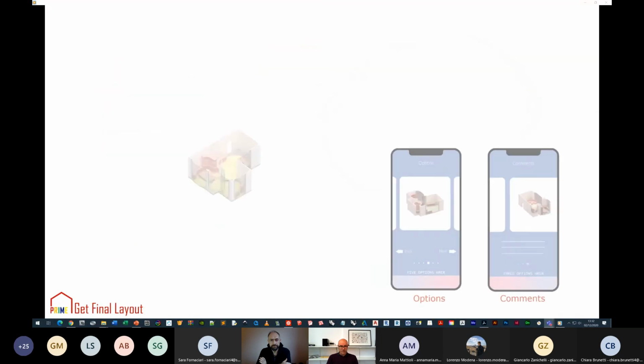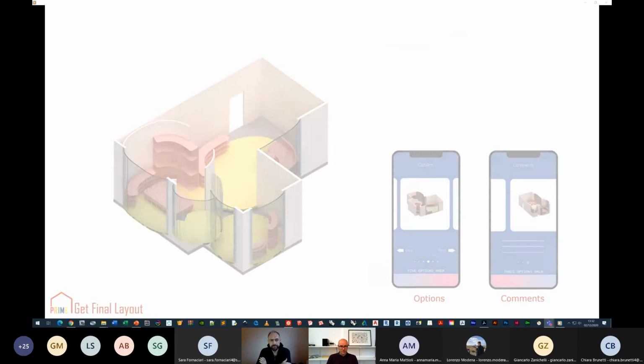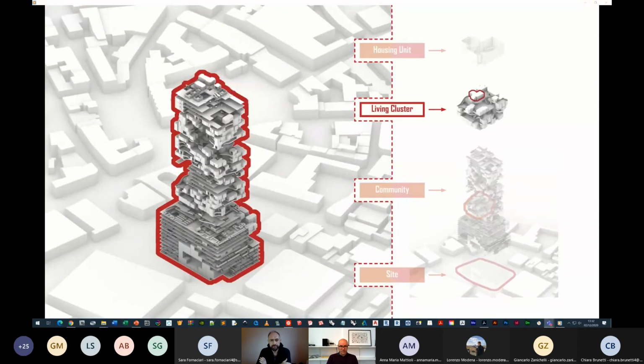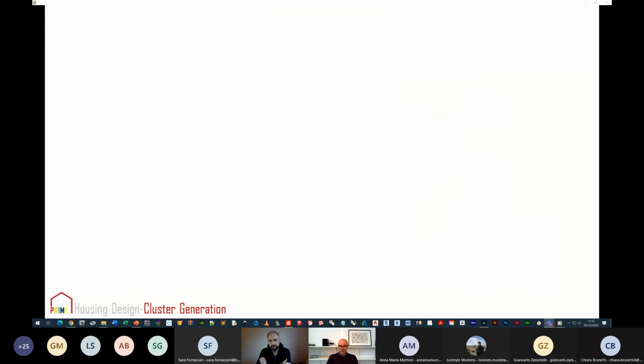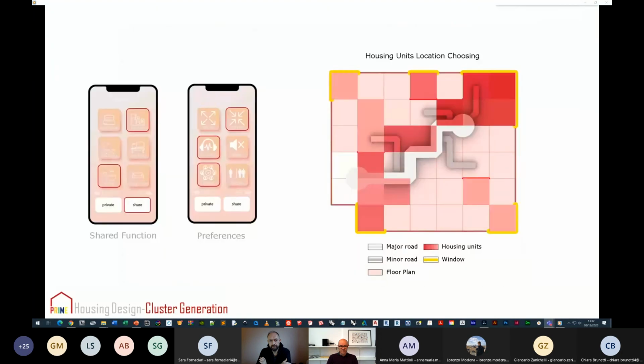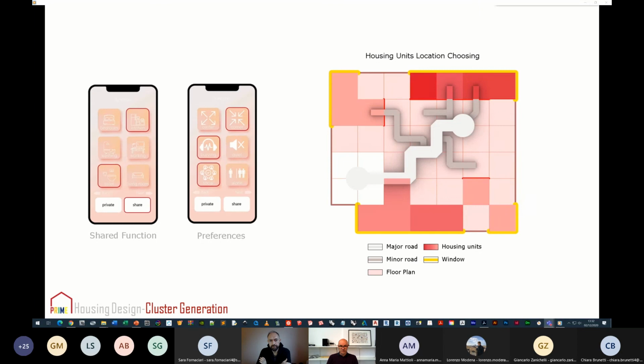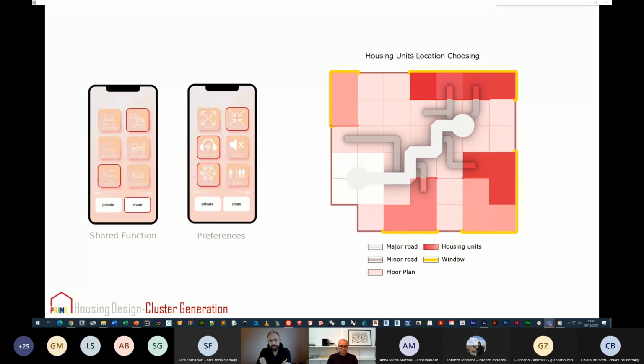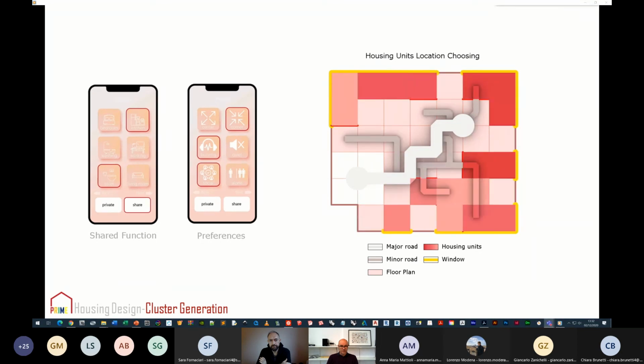And regenerate based on customers' feedback to get the final layout. Basically, we have two types of cluster. One is public cluster, another is living cluster. In the living cluster, we provide users a variety of functions to choose and classify them into different groups based on their choices. This is an algorithm to locate housing units based on their personality and preference. For example, residents who enjoy socializing will stay closer to the public space.